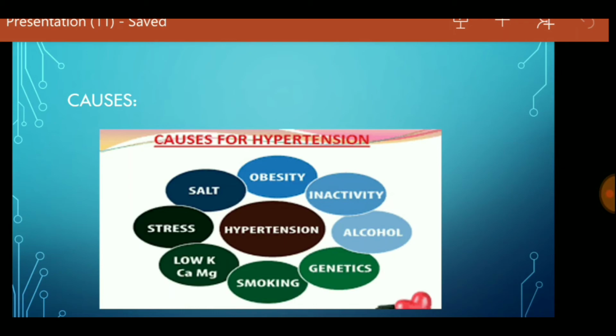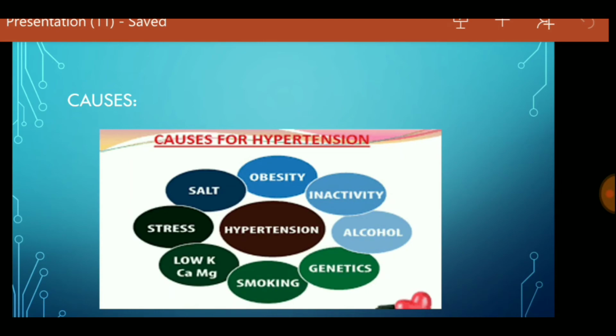Okay, next we are going to simplify our causes, because we already discussed the risk factors. Here also it is the same: increased intake of salt, obesity, inactivity, that means sedentary lifestyle, and alcohol, genetics which we said is non-modifiable, and smoking, low potassium, calcium and magnesium, because the minerals are very useful in maintaining our blood circulation, etc. We are also going to discuss stress, because stress and anxiety, everything leads to an increase in hypertension.